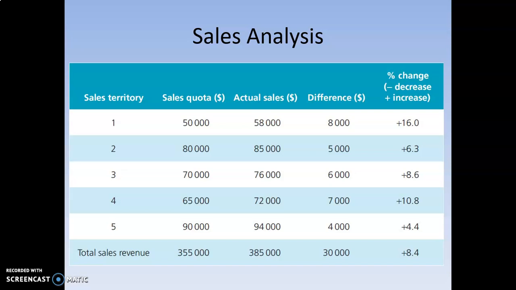Here's an example of a sales analysis broken up into territories. Basically, the sales quota is the quarterly budget for each sales territory, and then there's the actual sales achieved during that quarter and what the difference was. This is an unusual one in that everybody's above budget. Typically, you have some that are above, some that are below for whatever reasons, and you've got to dig into the reasons why anyone would be below to make sure it doesn't happen again.